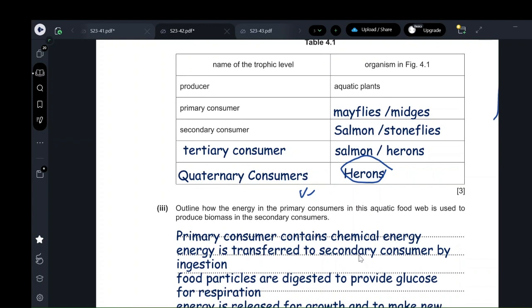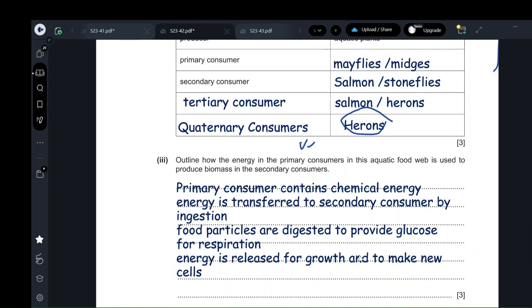Food is chemical energy. The food is digested into small soluble molecules such as glucose, which is used in respiration for releasing energy and for making proteins, growth and making new cells. This is the new mass formed. Primary consumer contains chemical energy. Energy is transferred to the secondary consumer by ingestion. The food is digested to provide glucose for respiration, release of energy, and then the energy is released for growth and to make new cells.